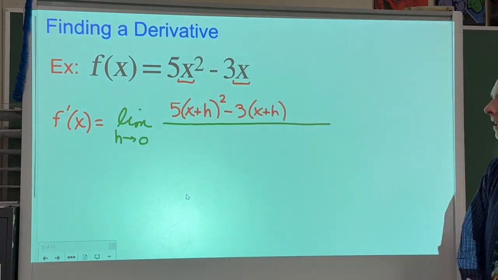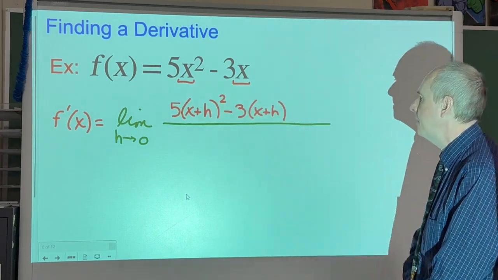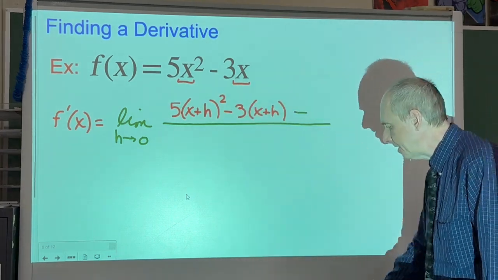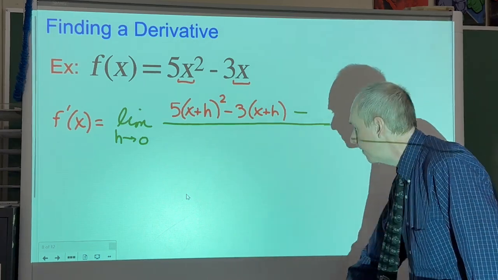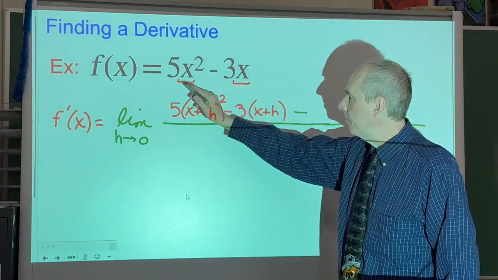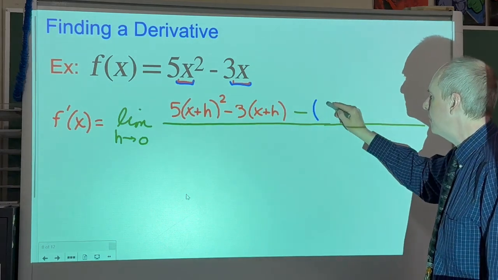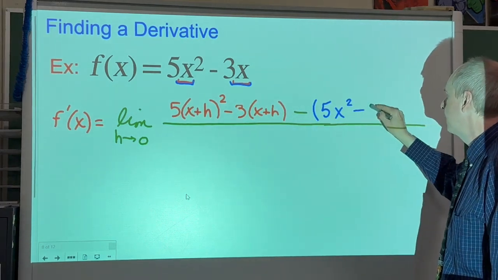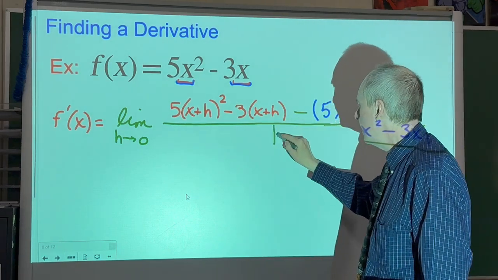There's f of x plus h. Plugged in x plus h here, plugged in x plus h here. Minus f of x. Well, if I take x and I plug it in here and here, I get back exactly what I started with. I just need to put it in parentheses. All over h.